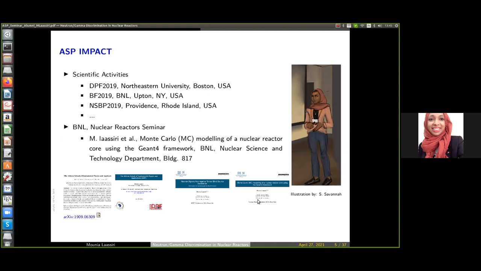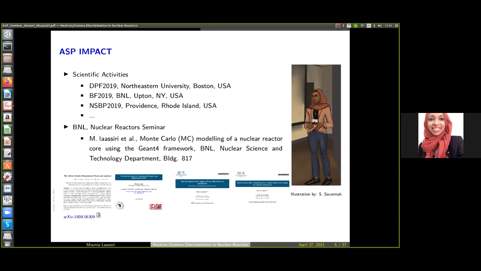After my PhD, I was offered an internship at Brookhaven National Laboratory. I was doing Monte Carlo modeling of a nuclear reactor core using the GEANT4 framework in collaboration with the group of Professor Simon from the University of Johannesburg, South Africa.